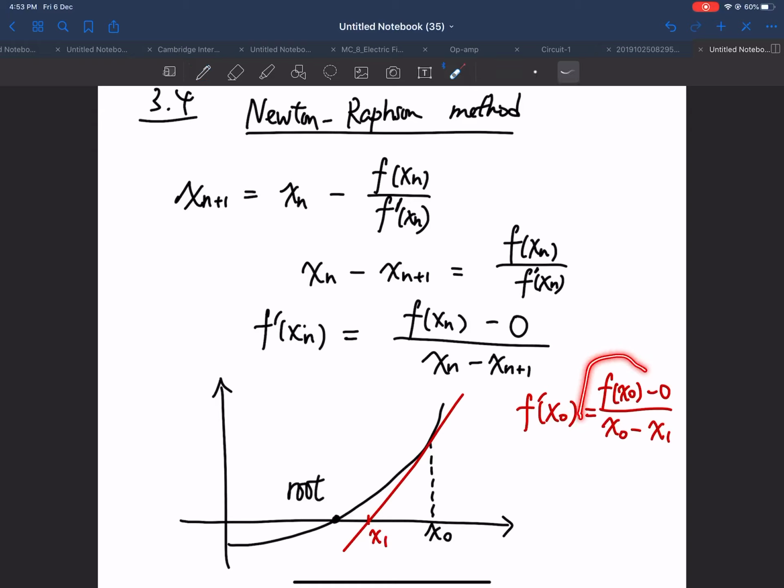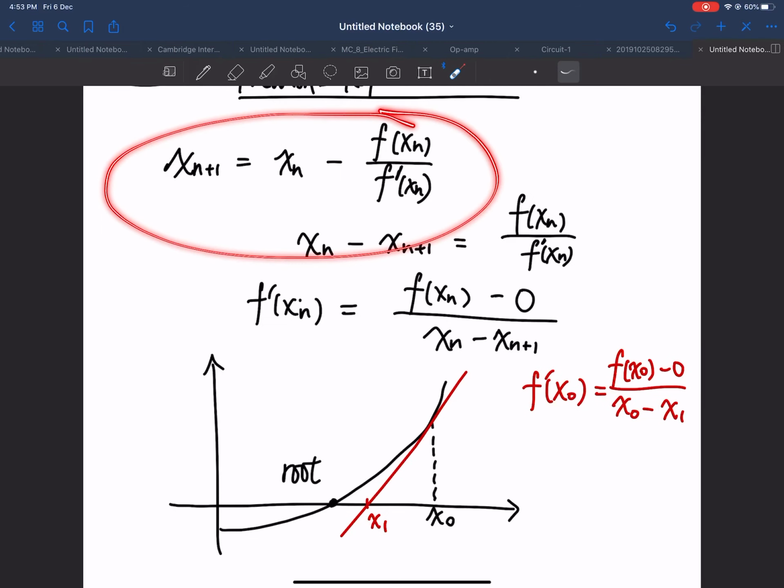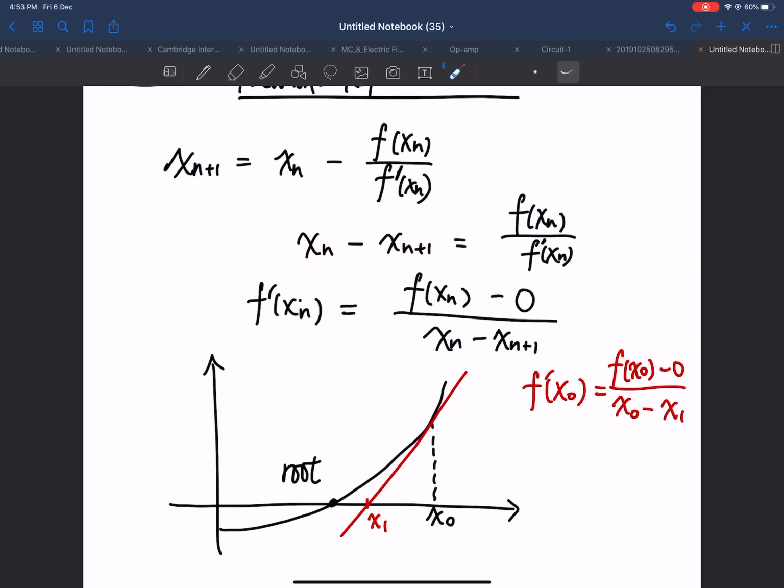If you look at the form for the equation for gradient, y is f x naught minus 0, over x naught minus x1. That's why I rearrange the term like this, and then it's easier to understand. So you can see x1 is closer to the root than x0. It's closer to the root.